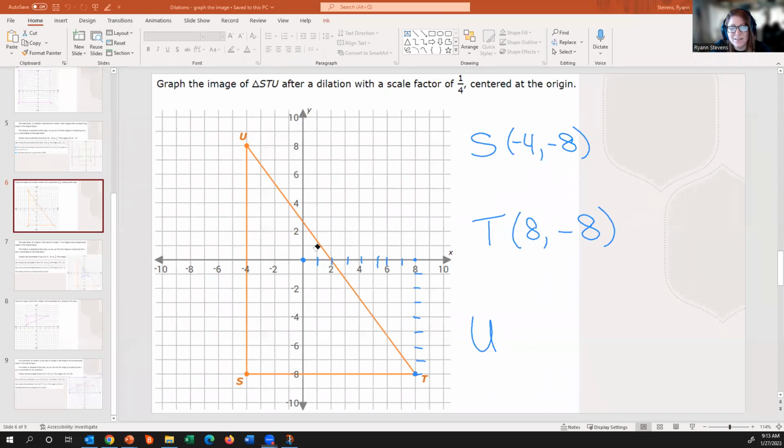And then our last point of this triangle, we're looking at point U. So we're going to start at the origin. We're going to go to the left this time. 1, 2, 3, -4. And then we're going to go up 1, 2, 3, 4, 5, 6, 7, and +8.